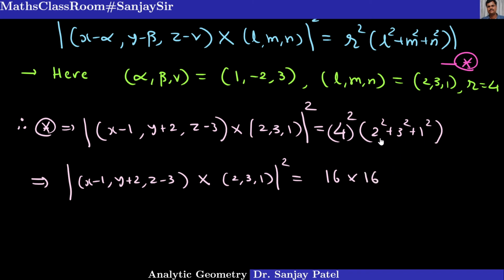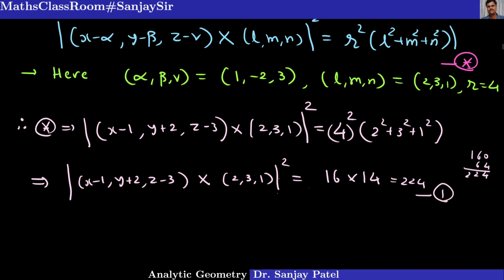9 plus 1, 10 plus 4, so, sorry, it is not 16. 9 plus 1 is 10 plus 4 is 14, so 16 into 14, okay. And what is 16 into 14? 16 tens are 160 and 16 fours are 64. So it is 224. This is equal to 224. Okay, let us call this equation number 1.